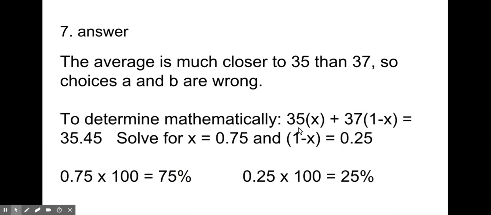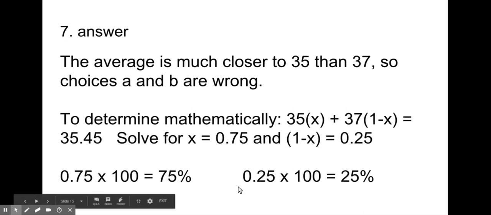To determine it mathematically, we set the percent abundance of isotope 35 at X, and then isotope 37 is at 1 minus X, where that 1 sort of represents that 100%. We solve for X and we get 0.75, and therefore 1 minus X is 0.25. Converting back into percentages, we get 75% and 25%.